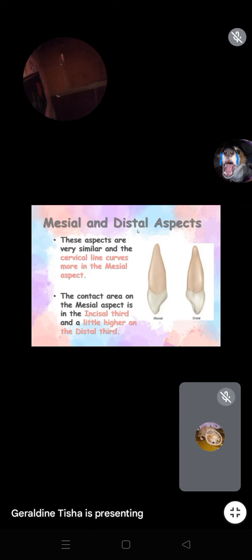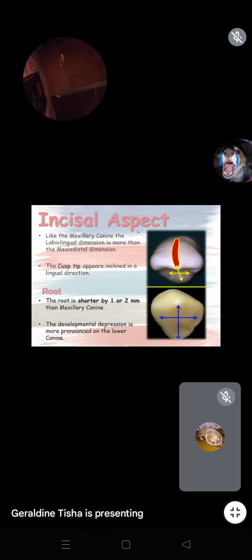For the mesial and distal aspects, these aspects are very similar and the cervical line curves more in the mesial aspect. As you can see in the illustration, the cervical line of the mesial is more curved. And the contact area on the mesial aspect is in the incisal third and a little higher on the distal third.